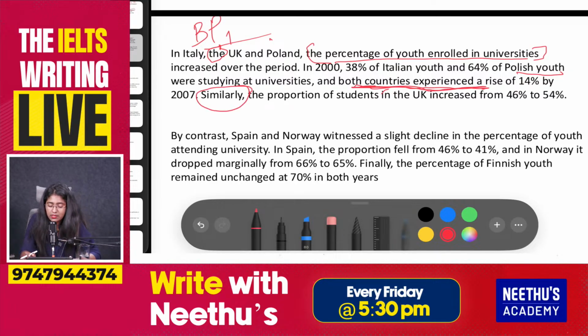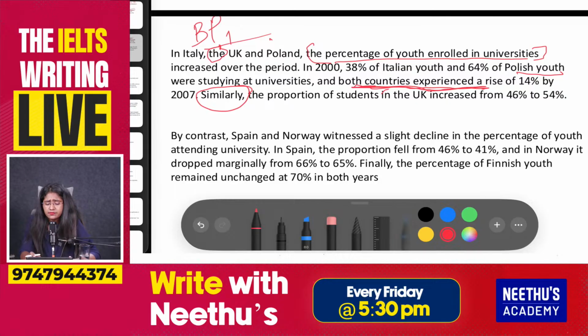So what all things did we learn in here? So this is how you learn things from a sample answer. You will go through word by word, every word in it, every sentence in it, every phrase in it, and you will learn it like that. So what we learned from this paragraph is when we write a paragraph, our first sentence should act as a topic sentence. If someone reads it, they should be able to understand what the paragraph is going to talk about. So in here we can understand they're talking about the percentage of youth enrolled in universities that increased over the period.